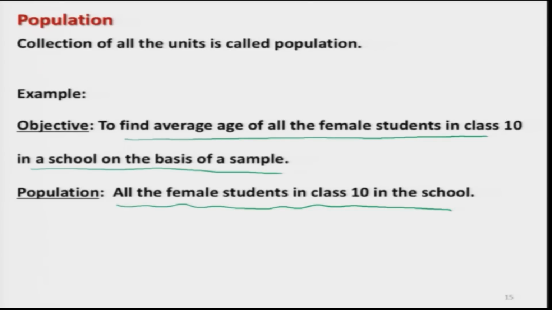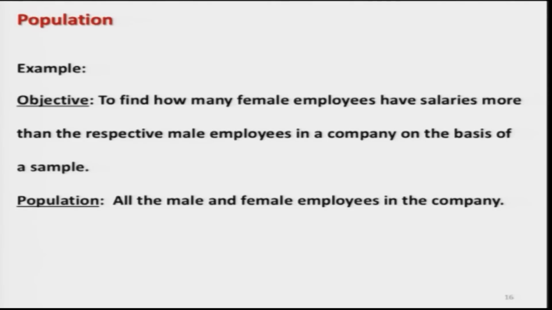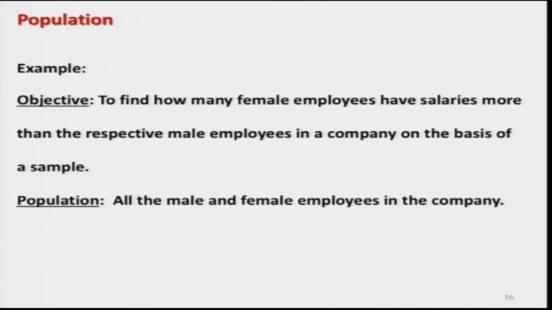But if I want to study the average age of all the female students in that city, then all the female students in that city who are studying in class 10 will consist of my population. Similarly, in another example, if my objective is to know how many female employees have salaries more than the male employees in a given company on the basis of a sample, then my population will consist of all the female employees in the company. From there, I will try to choose a small sample.